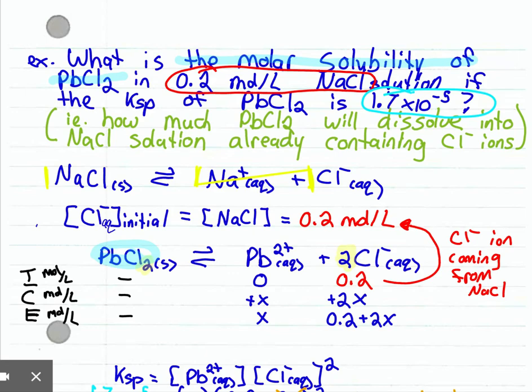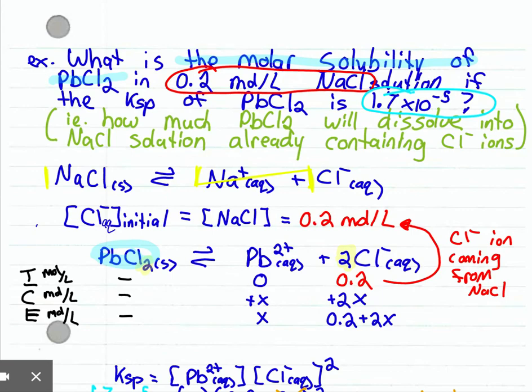That's really important for the common ion effect. This is a new piece. We actually have some chloride ion existing already in solution. And then we just go through the normal steps for an ice table. We're going to gain some lead. We're going to gain 2x for chloride because there are two chloride ions coming out of one lead chloride molecule. And so at equilibrium, we're going to have x Pb and 0.2 plus 2x chloride.